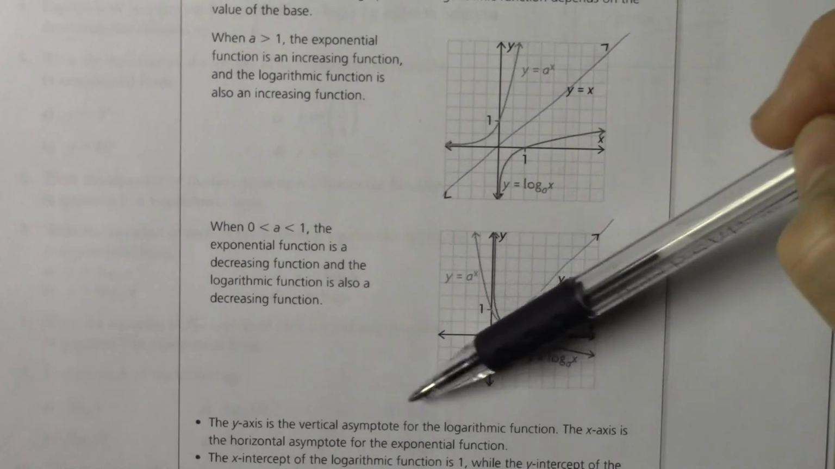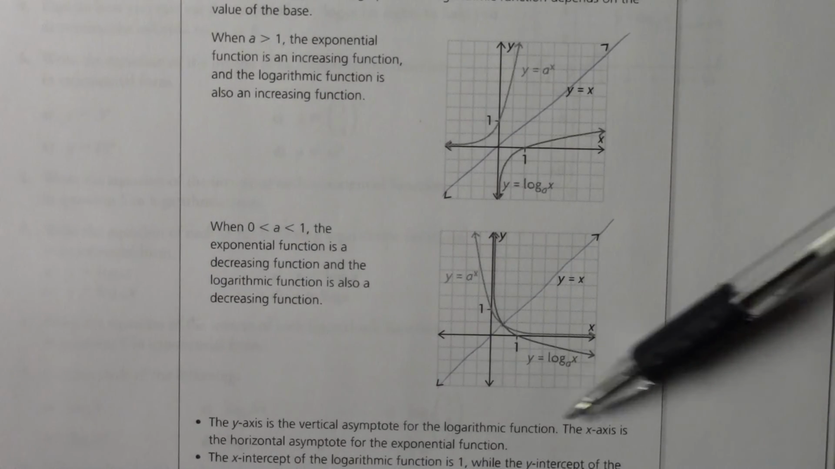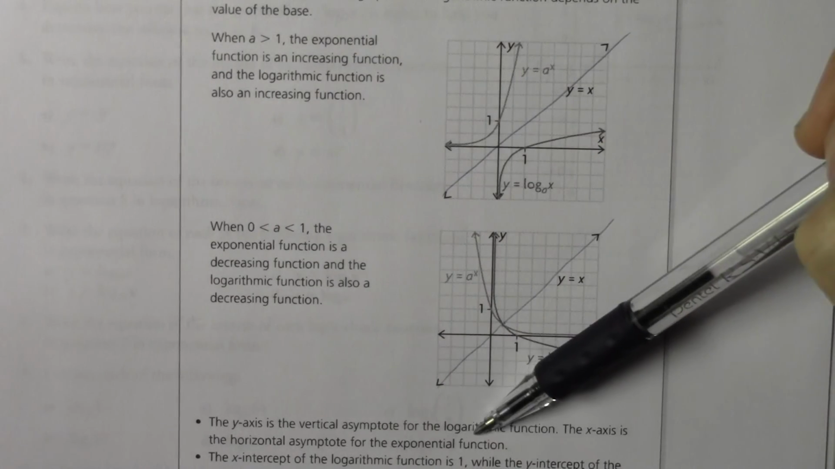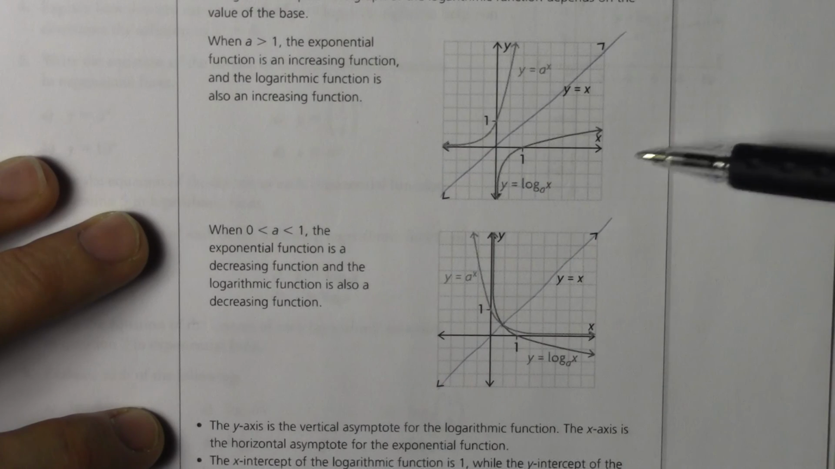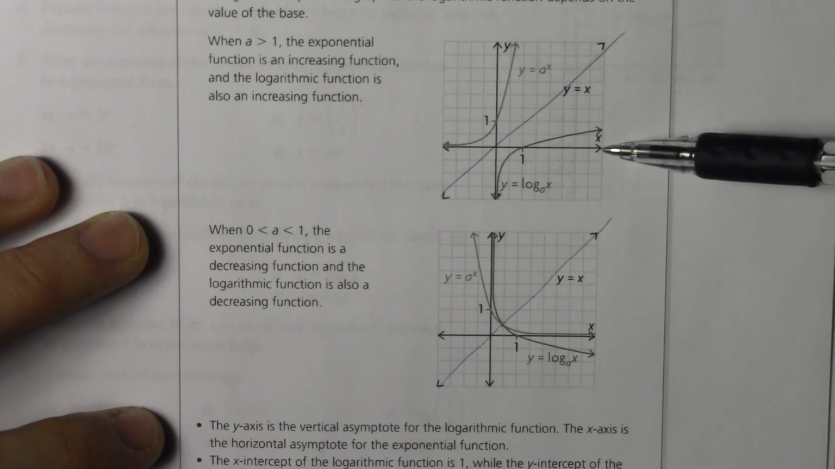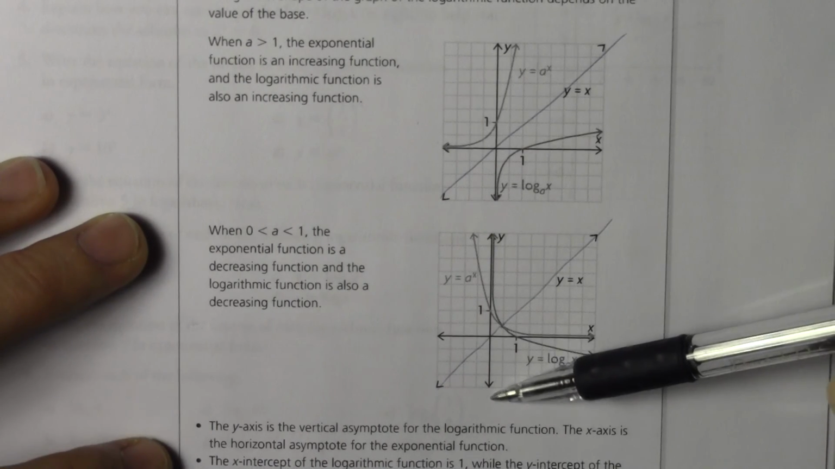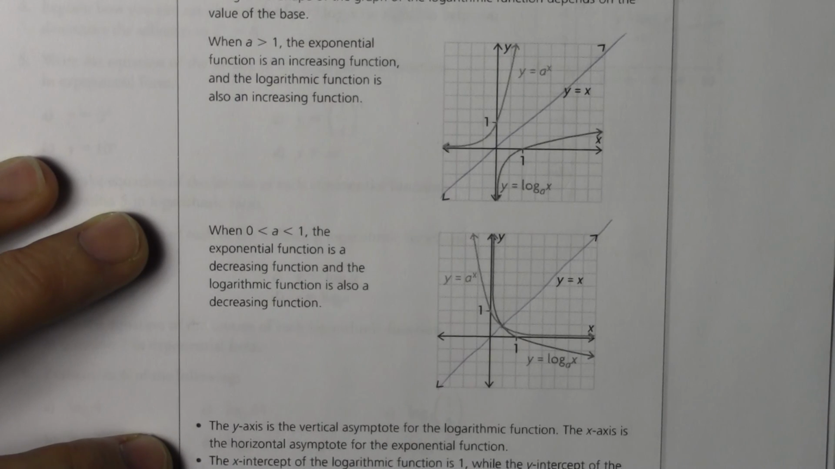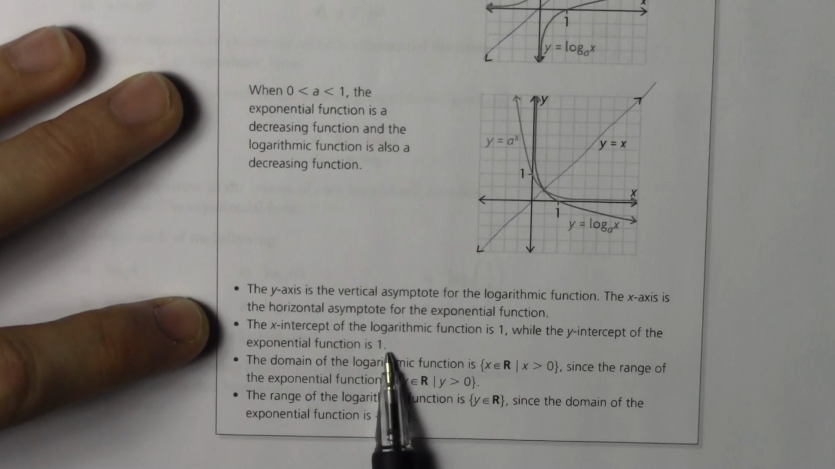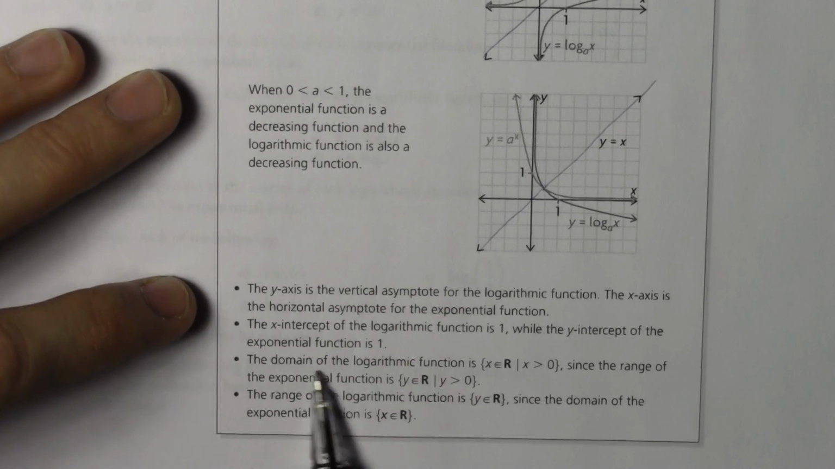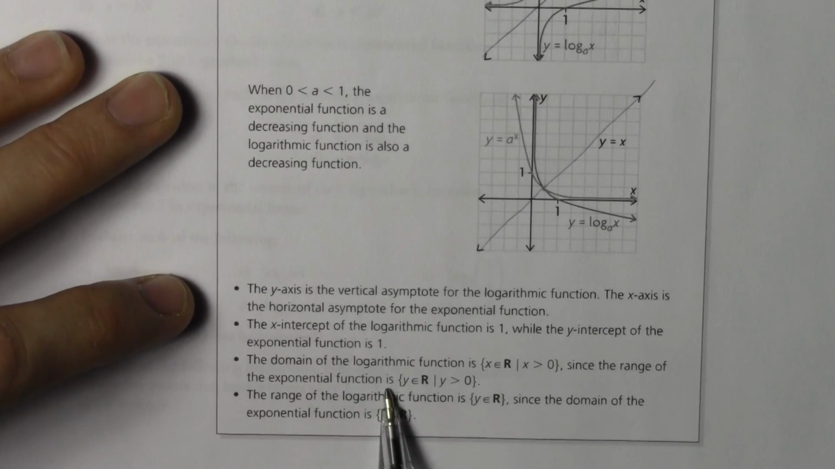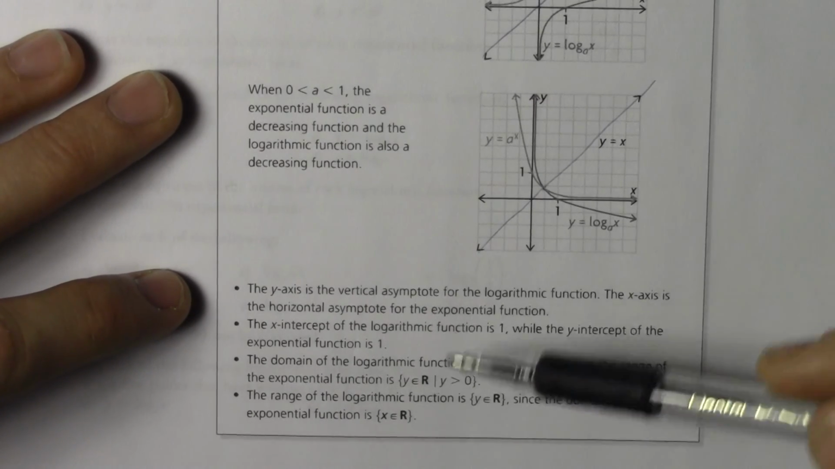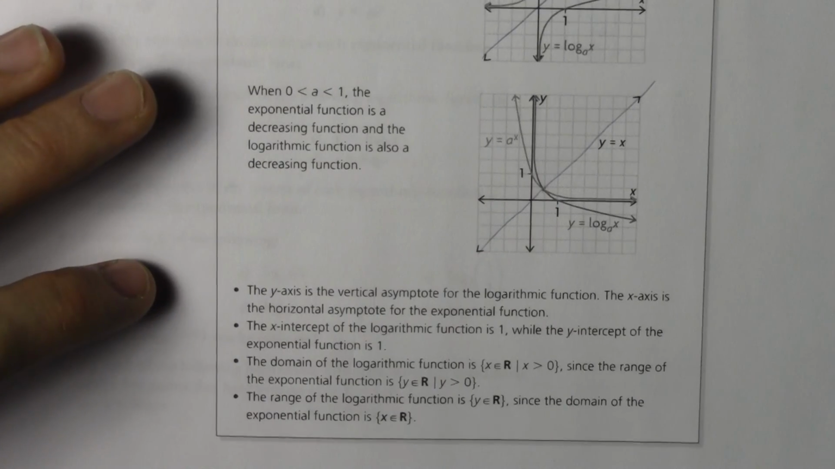The y-axis is the vertical asymptote for the logarithmic function. The x-axis is the horizontal asymptote for the exponential function. So we talked about that. There's an asymptote here and an asymptote here. Here for the exponential, here for the inverse. The x-intercept of the logarithmic function is 1. The y-intercept of the exponential function is also 1. We talked about that. The domain of the logarithmic function is x greater than 0, since the range of the exponential function is y greater than 0. So your domain and range is flipped. Okay, any questions?